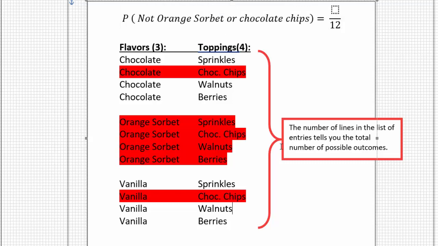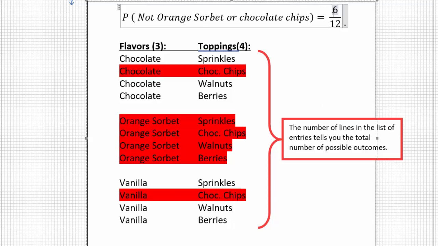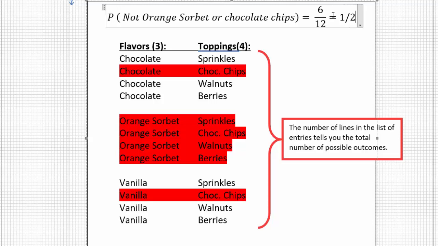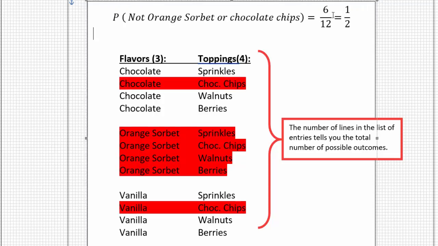So now we just need to see what's left. Well, we have 1, 2, 3, 4, 5, 6. I count 6 options left, so 6 would be our numerator. And hopefully you're already saying, there are some calculations we can do with that. We can simplify 6/12. And hopefully you see that would be equal to what? 1/2. Or you can put it as a decimal or percent, 0.50 or 50%. So that would be the probability of not getting orange sorbet or chocolate chips.